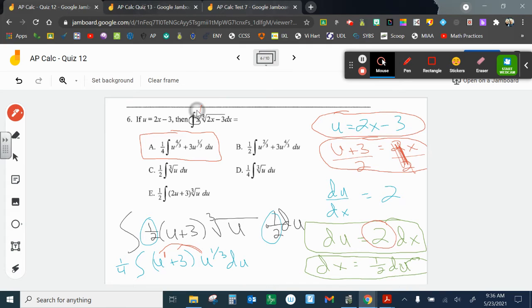And to get that license to integrate, I would have had to multiply by a variable. So I can't do that. So that's where I have to go to u substitution.